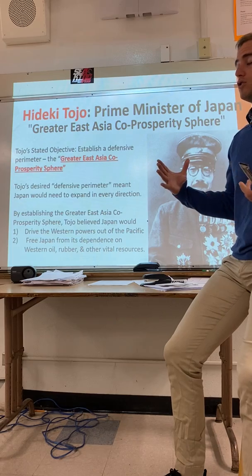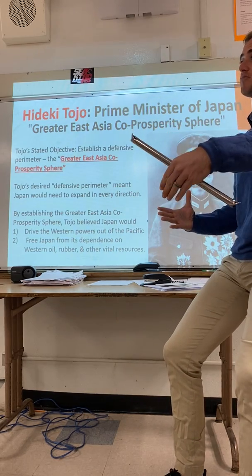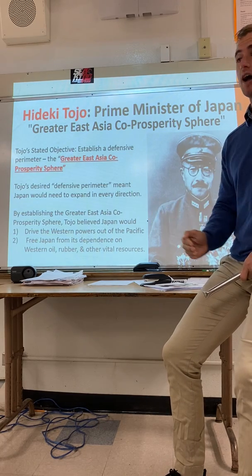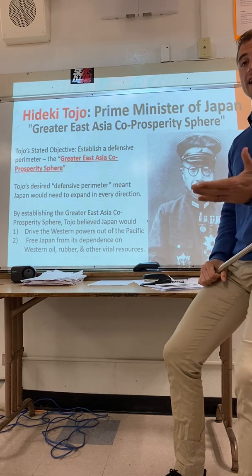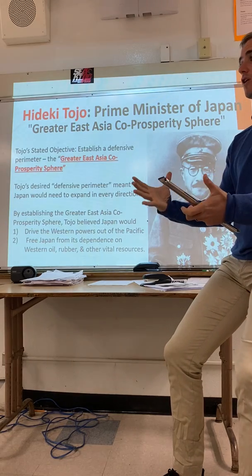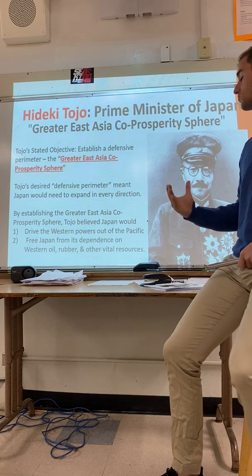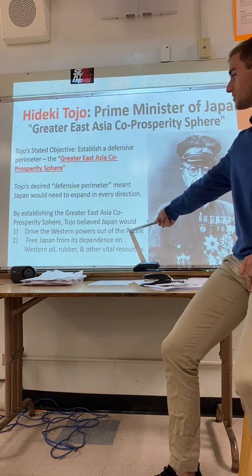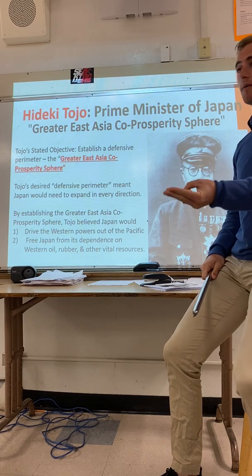Tojo is going to propose coming in, seizing all these lands, and then forming a defensive perimeter around the Pacific so that none of these lands can be retaken by the United States, by France, by Britain, by the Dutch. So he is going to form this Greater East Asia Co-Prosperity Sphere, seize all these lands in the Pacific, and not allow anybody to take them back. That's his plan. And by doing so, he's going to drive the Western powers out of the Pacific and free Japan from its dependence on Western oil, rubber, and iron.